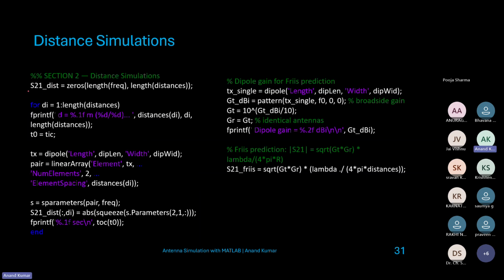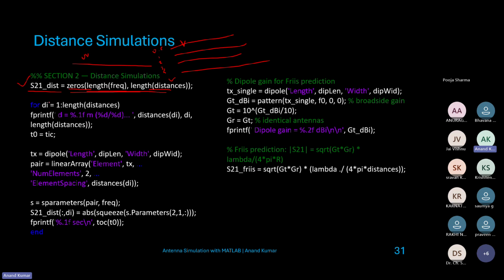For the distance simulation, first we define an S21 matrix which is just zeros for the number of frequency points that we want, and then the different lengths. So this will define a matrix for each length. Let's say 0.5, 1, 2, 3, 5 meters. It will define S21 as zeros, and then once we simulate, we'll fill up these values. So we're just initializing it over here.